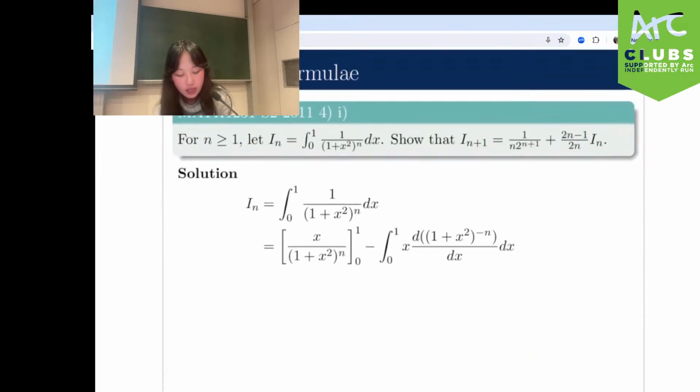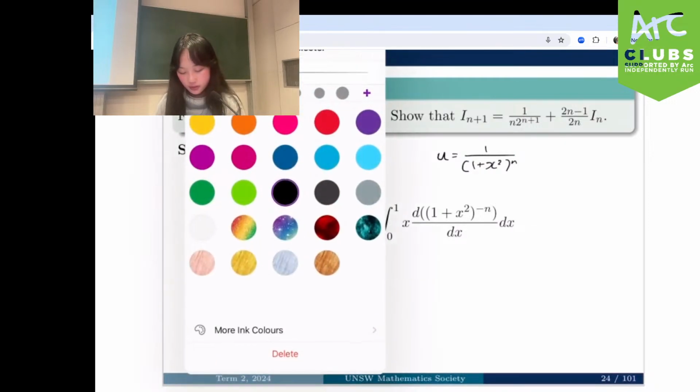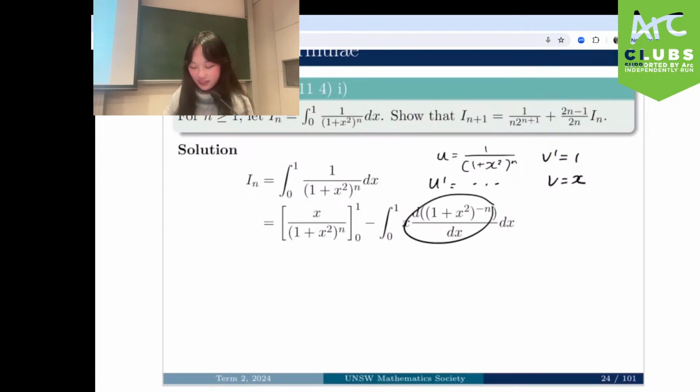Let me first start by saying that reduction formulae and integration by parts, which you would have gone through in Math1231 or 1141, kind of go hand in hand. Not in all cases, but in a lot of cases. So, what we've done here is we've used integration by parts. We've let our u be the whole thing inside, and we've let our v dash be 1. So our v is x, and our u dash is the derivative of that. Okay? Whatever that is. It's this.